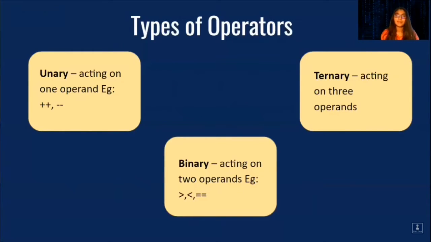When we take an example, we can say that if you consider 4 is greater than 3, the greater than operator is being used on the numbers 3 and 4, which is 2 different operands. Hence, it is known as a binary operator.